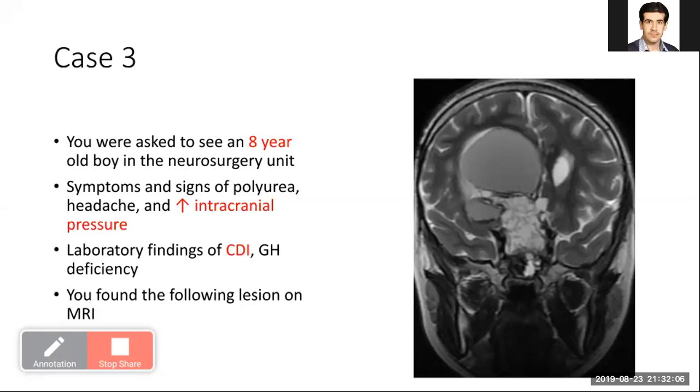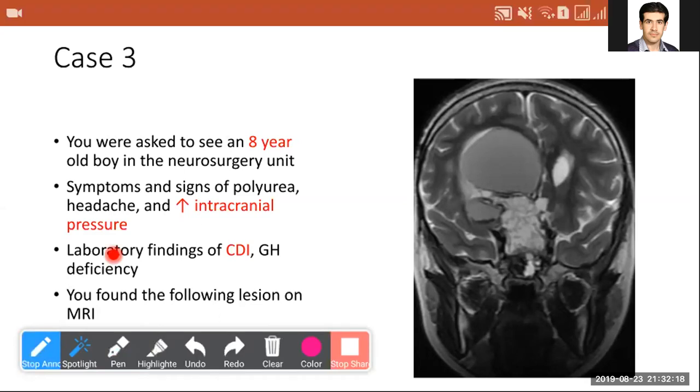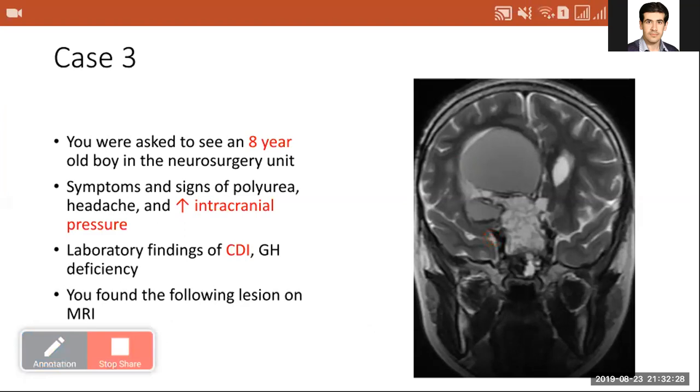Yes, we see here, first, as usual, these are coronal images, T2 weighted images. We can see here a large cystic component, and just suprasellar, we see this solid component. This is the most characteristic sign for craniopharyngioma.